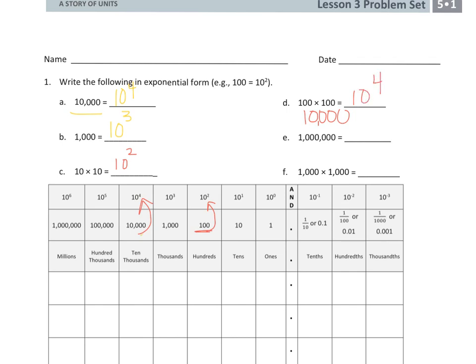We have E, 1 million. Well, that's going to be 10. And how many zeros do we have in a million? We have 6. 10 to the power of 6. And we have the F, 1,000 times 1,000. That will tell you that you have 1 with 6 zeros in it. So that is a million right there. So that's 10 to the power of 6.